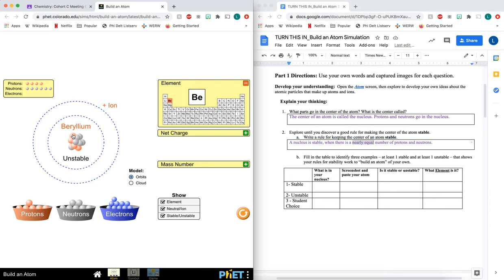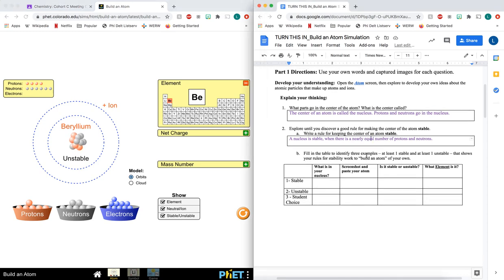The neutron's job in the nucleus is to create stability and to create an attractive force that overcomes the positive repulsion of the protons. So if we have a bunch of protons, we're also going to need a bunch of neutrons to keep that stable, in almost the same amount of protons and neutrons. So that answers question 2.